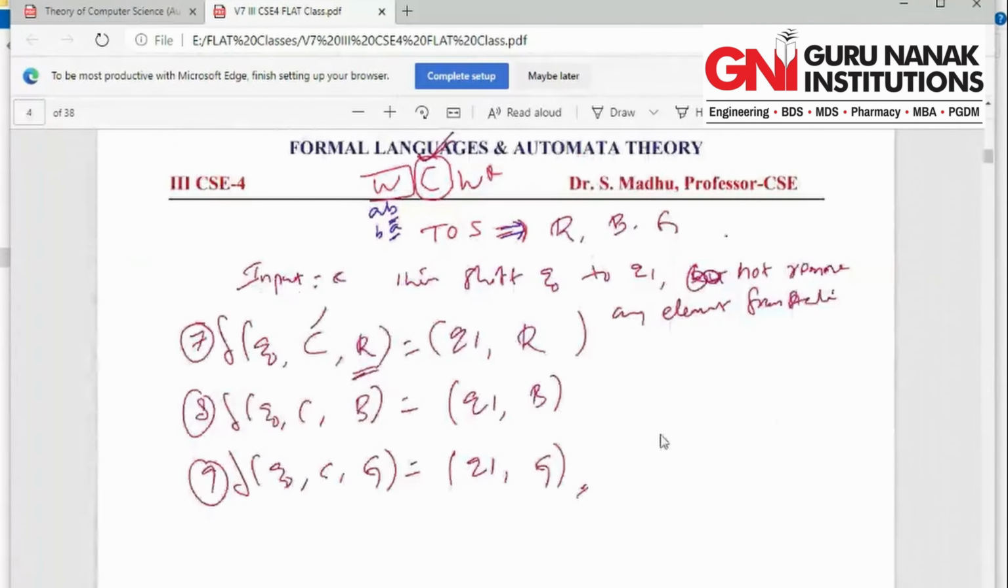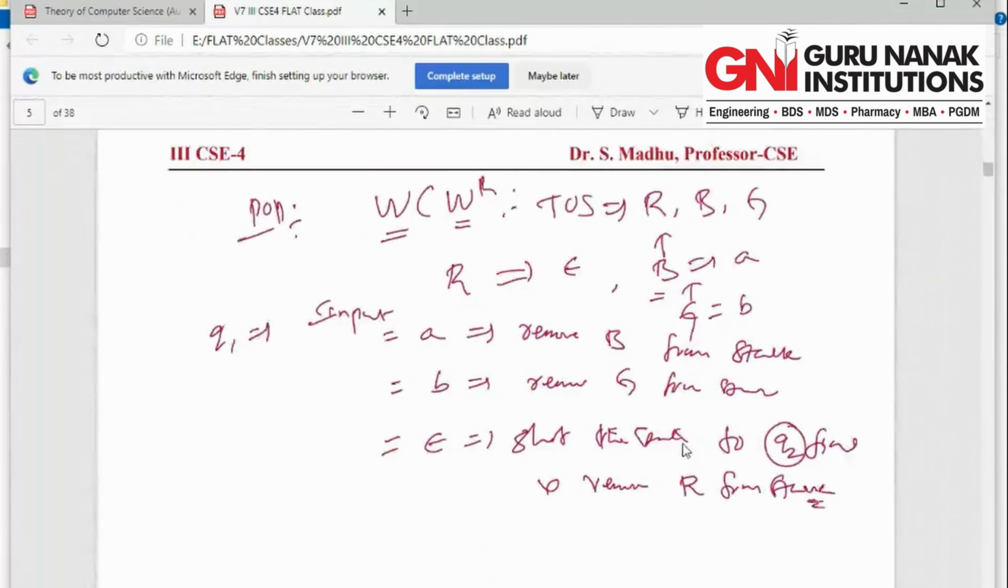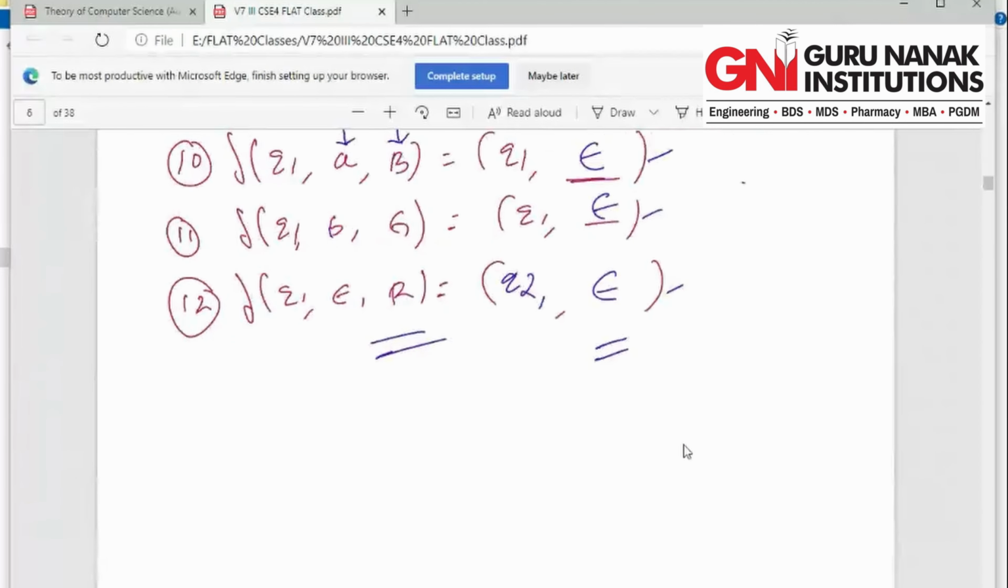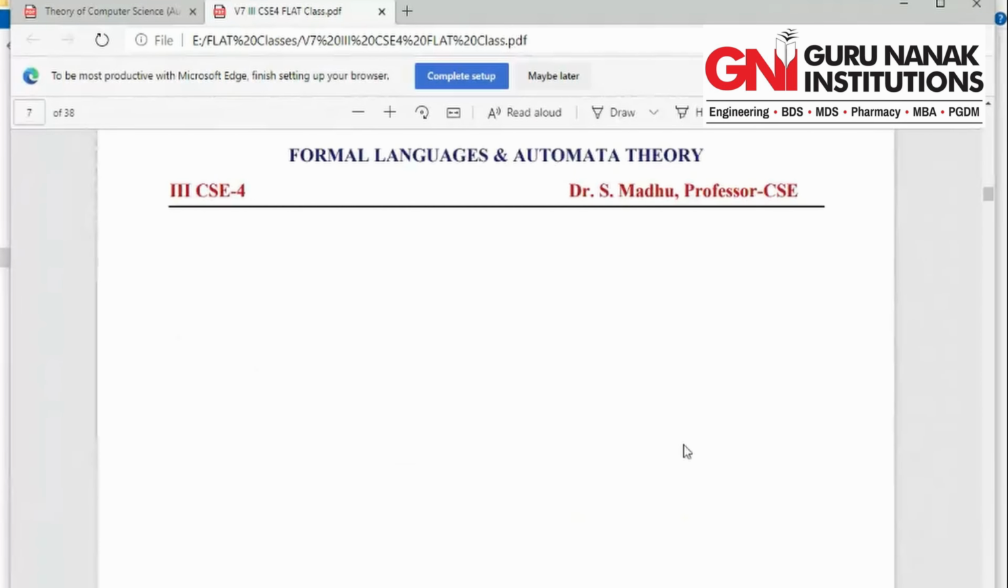So this is what we did in the last class. Okay. Now write down all of you. Accepting string by the constructed PDA. Write down here, the same continuation of that last one.